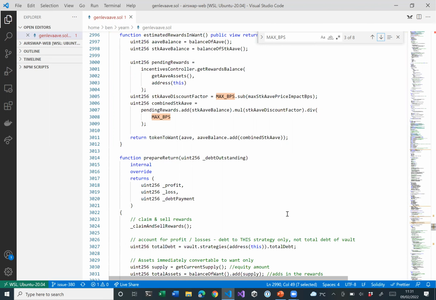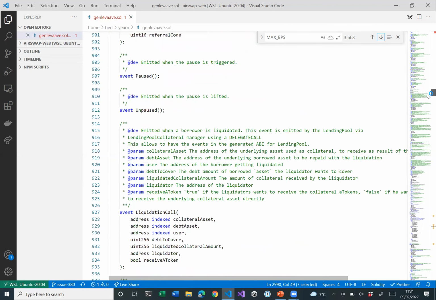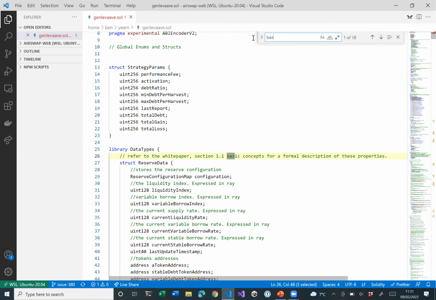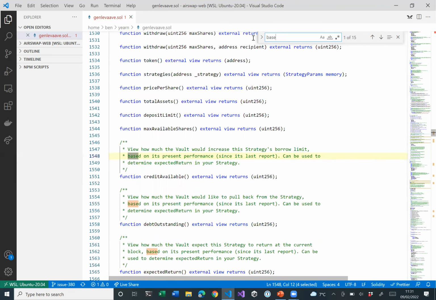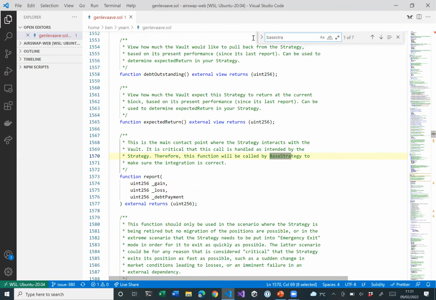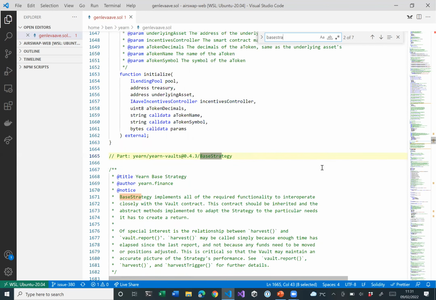Is there any other questions or anything else we wanted to look at? We could look at base strategy, I guess. Have a quick look through that. It's interesting. Yeah, let's have a look at the base strategy. Here we are. So base strategy, how does this work?